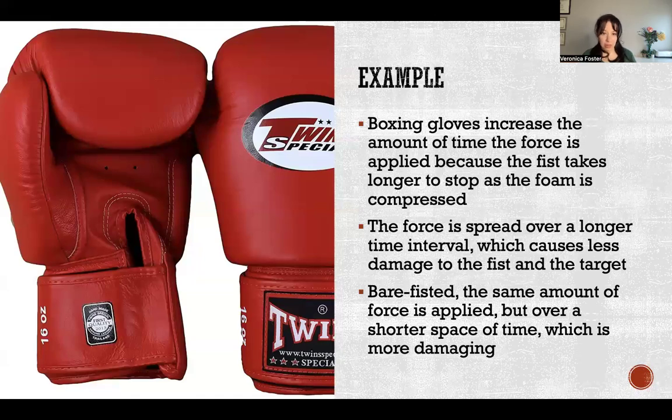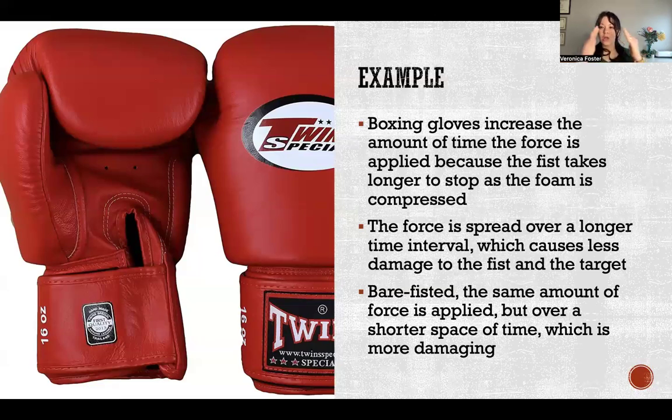When we add boxing gloves, now it slows down the application of that force because now, as the glove is moving towards the target and it makes contact, there's space between the fist and the contact because of the foam of the glove. So it takes a little longer to compress that foam before the fist makes a complete stop. So basically, if we're assuming that the person is moving with the same velocity and applying the same force in both punches, the application of that force takes longer. It's over a longer period of time when wearing boxing gloves.